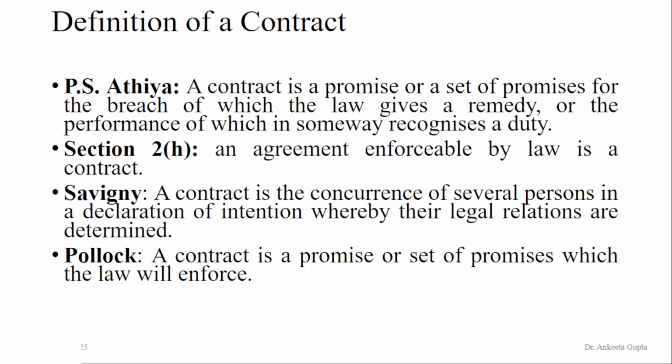Various definitions, for example, P.S. Atiyah, he says that a contract is a promise or a set of promises for the breach of which law gives remedy or performance of which in some way recognizes a duty. Like I just mentioned earlier, if there is a breach, because the party has lost something, for example, if it's a two-party agreement, if one party has committed the breach, it means that the rights of the other party have not been duly fulfilled. The rights of the other party have been breached.